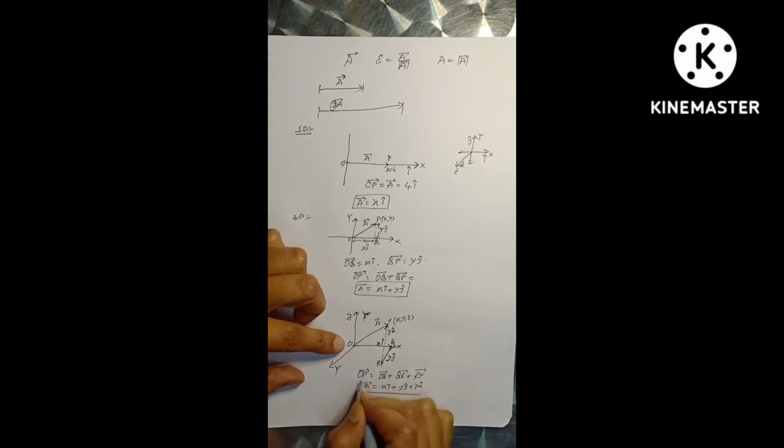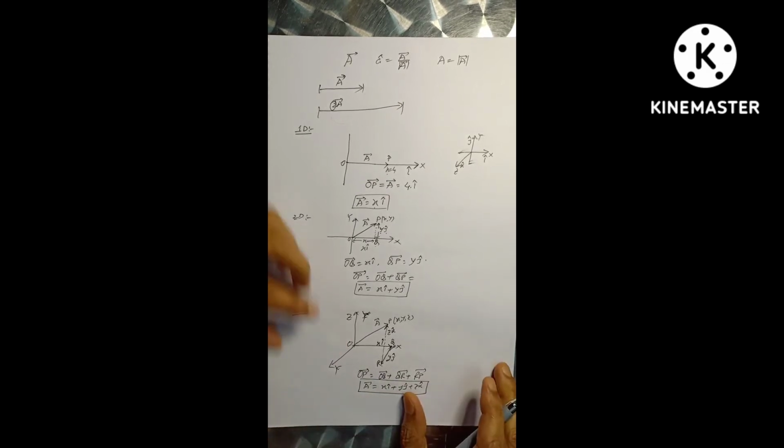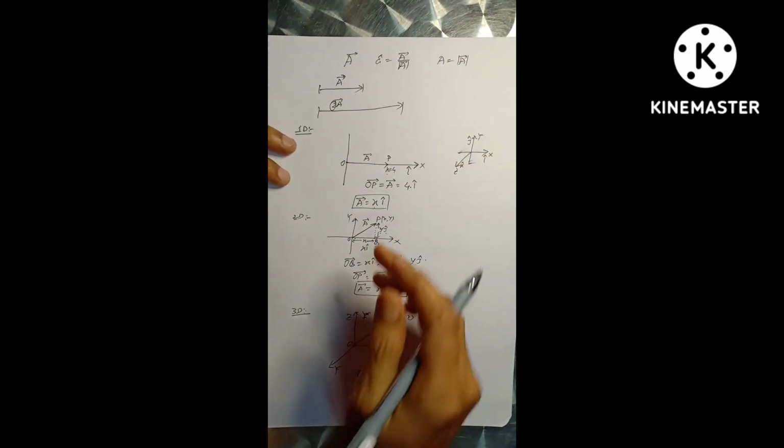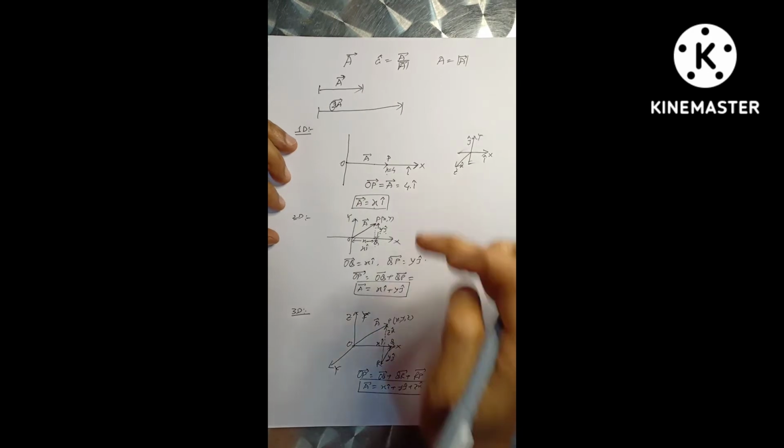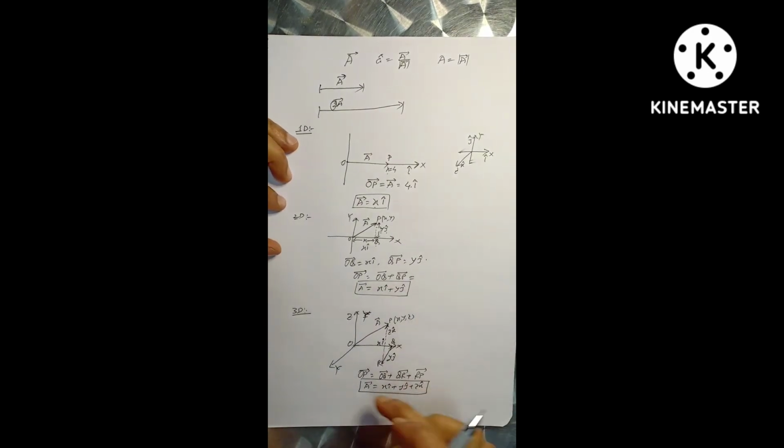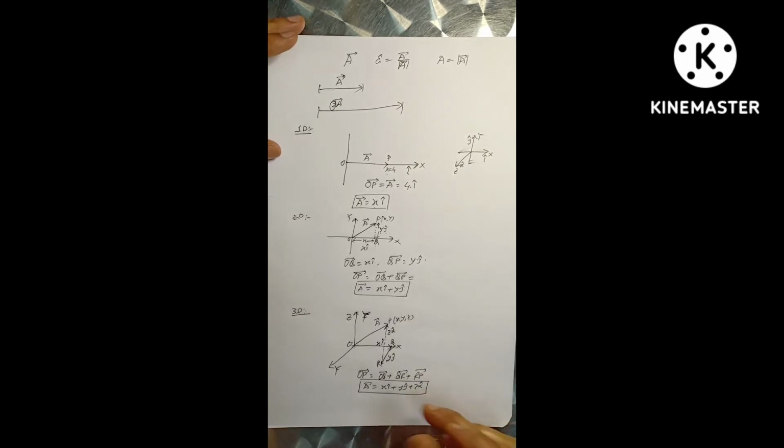This is the 3-dimensional representation of vectors. So we have here discussed the 1-dimensional representation of a vector, the 2-dimensional representation of a vector, and the 3-dimensional representation of a vector. Now we want to find the unit vector of a vector.